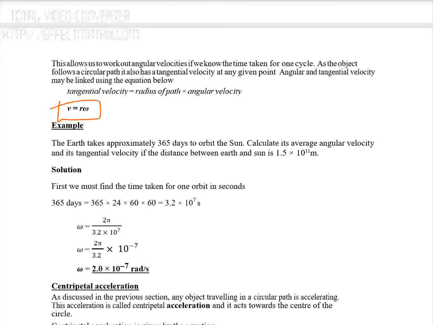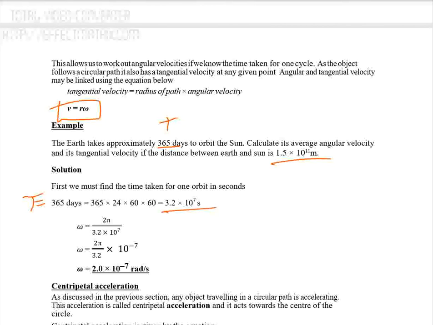For example, take the approximate time for the Earth to orbit the Sun as 365 days. Calculate the angular velocity and tangential velocity if the distance between the Earth and the Sun is this much. First, we must convert this time period, capital T, from days to seconds, and when you convert, you get this much.